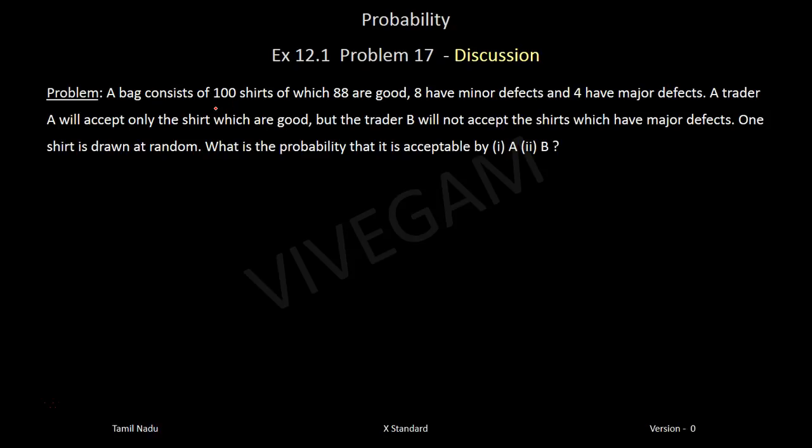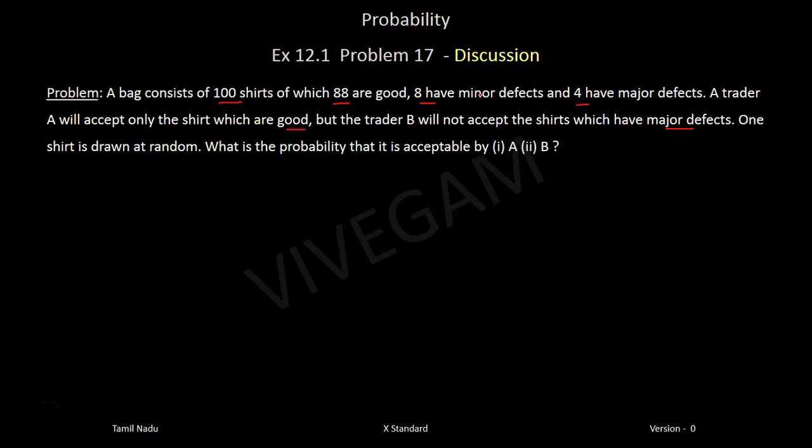Okay, so let's mark. The total number of shirts is 100, that is N of S is 100. And we have good shirts, 88 good, 8 have minor defects, and 4 have major defects. A trader A will accept only good shirts, which means it is number of good shirts divided by total number of shirts is the probability of him accepting this particular shirt.